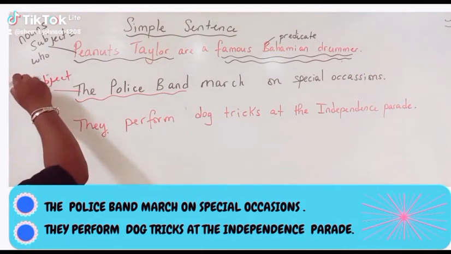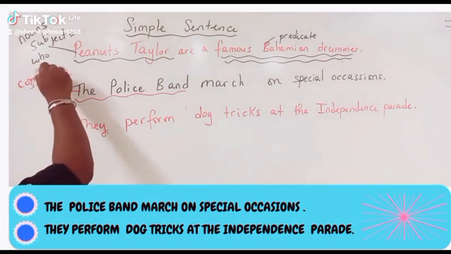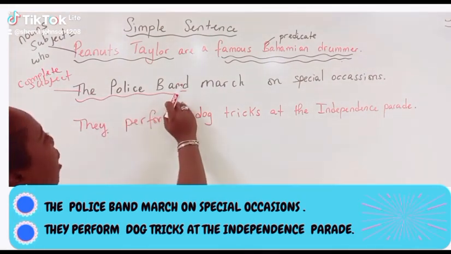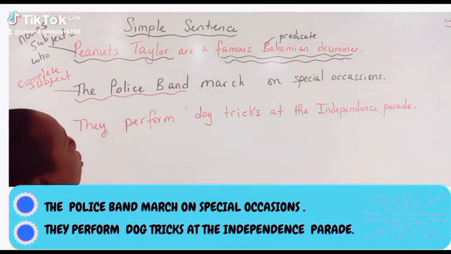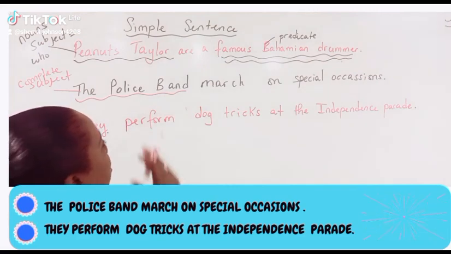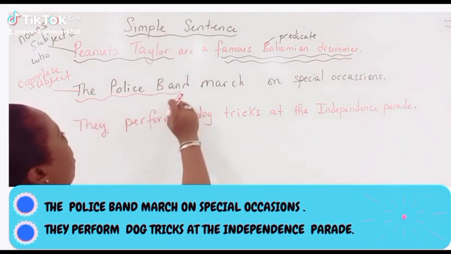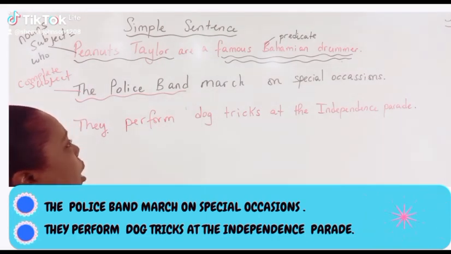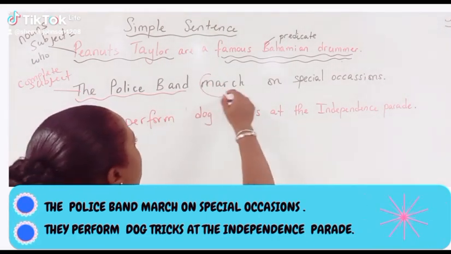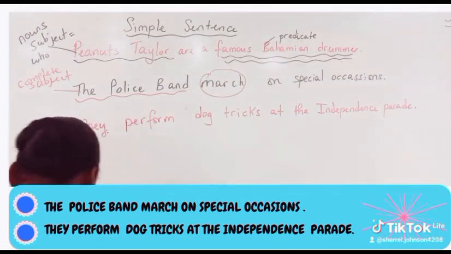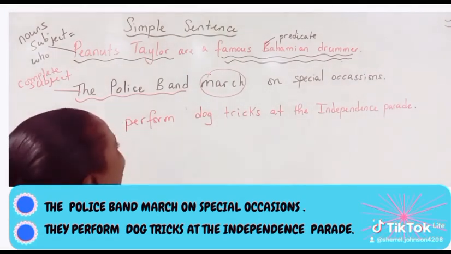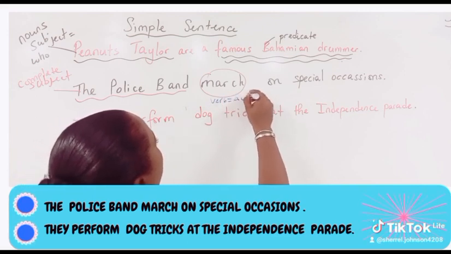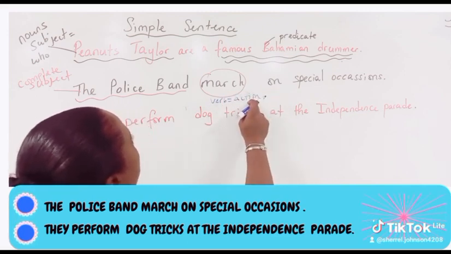Now, this is the complete subject. Once we find the complete subject, then we're going to look for the words that follow after the subject. Here we have the word march. This is a verb. So this verb is showing action. So we learned some verbs show action.